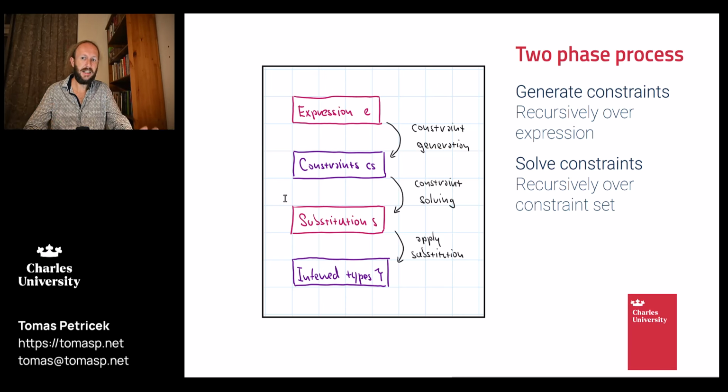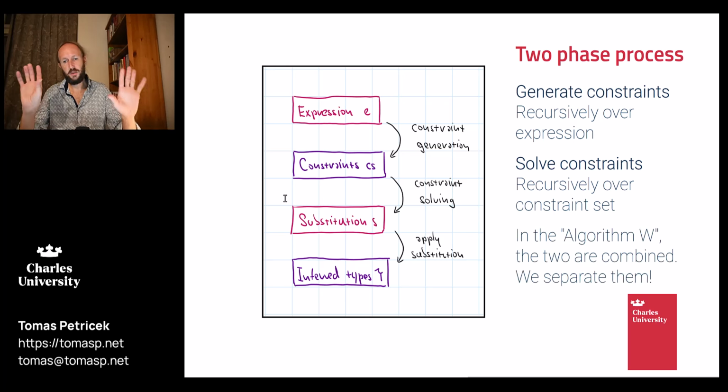And in TinyML, we're going to do this in two steps. One phase is going to be generation of constraints, the other is solving. The original algorithm by Milner, called algorithm W, actually combines these two aspects together. So it's a bit more difficult to understand because it contains both the constraint generation and the constraint solving in one step. And to make our life a bit easier, we're going to split these two.